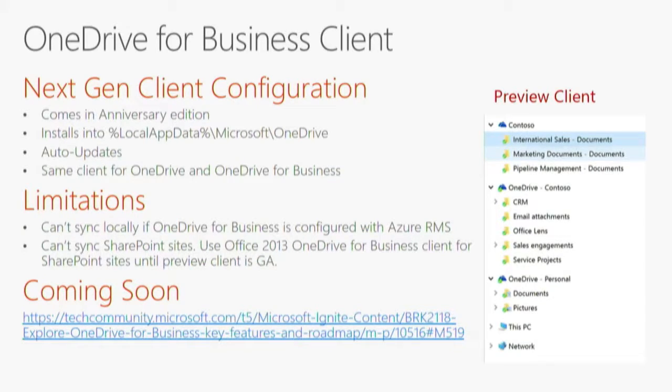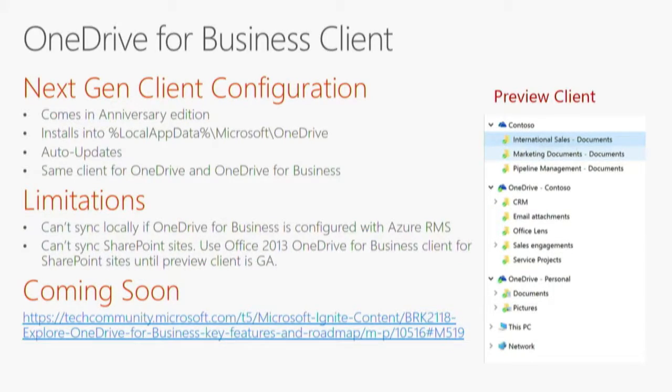and it's the same client for OneDrive Personal as OneDrive for Business, so it's not like you have to go and have 2 clients. Some limitations, if you go, I want to protect my data, so I'm going to use RMS. As soon as you turn on RMS for SharePoint or OneDrive for Business, then the next gen client won't sync it. It will actually come up with a message saying, no, sorry, you can't sync it.